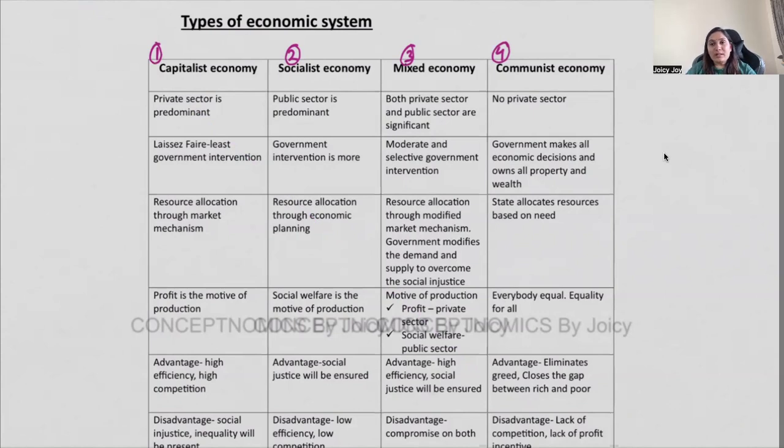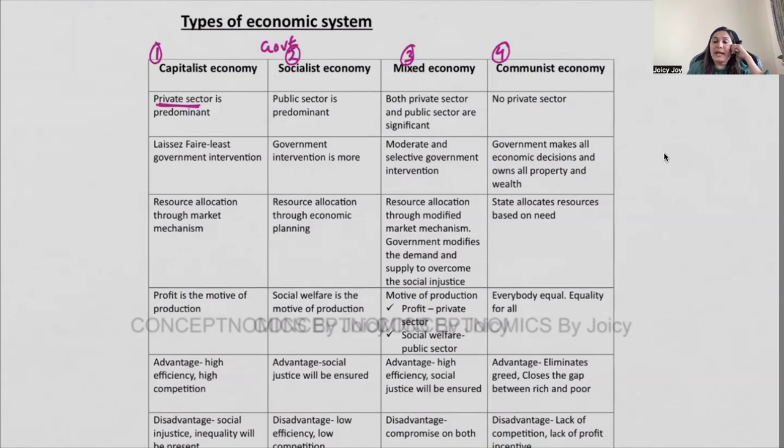I'm sure you must have all heard about these four types of economic system, but we need to study the features of the system in detail. First, coming to capitalist economy. When we say the term capitalist economy, I'm sure the country that comes to your mind would be USA. So think about what are the market features of the country USA to call it a capitalist economy. The first one is that in a capitalist economy, private sector would be predominant, which means that economic activities will broadly come under two sectors, private sector and government sector.